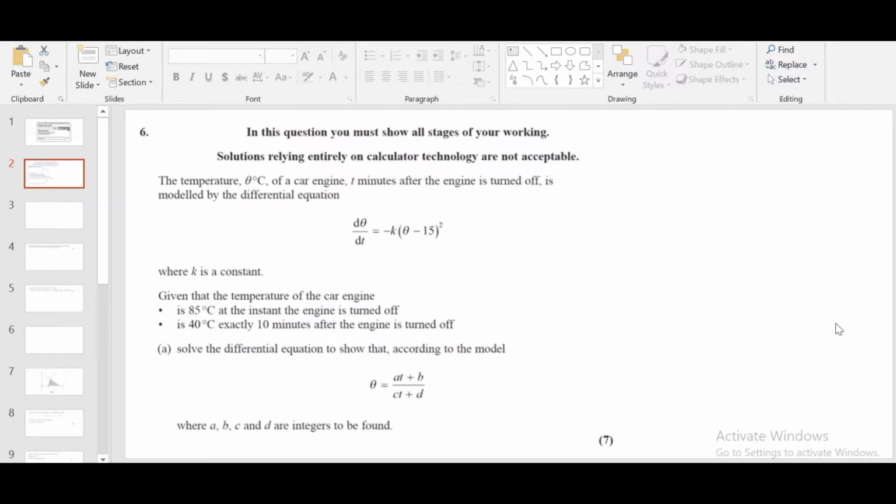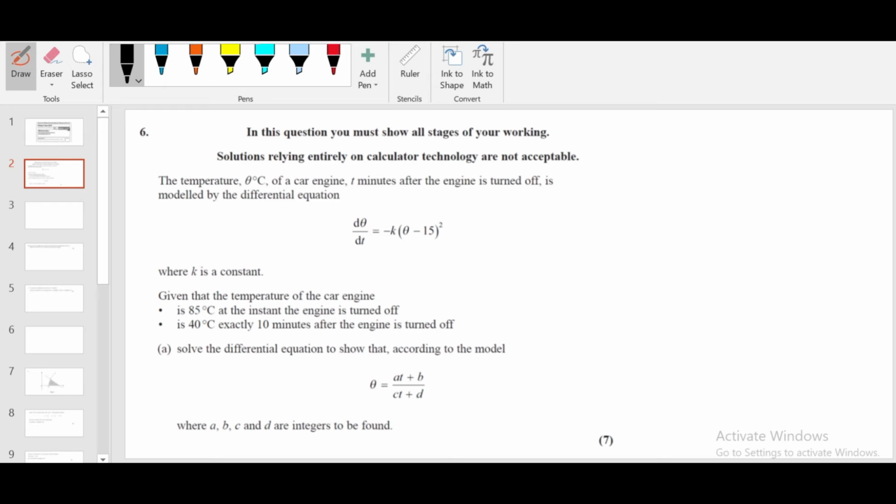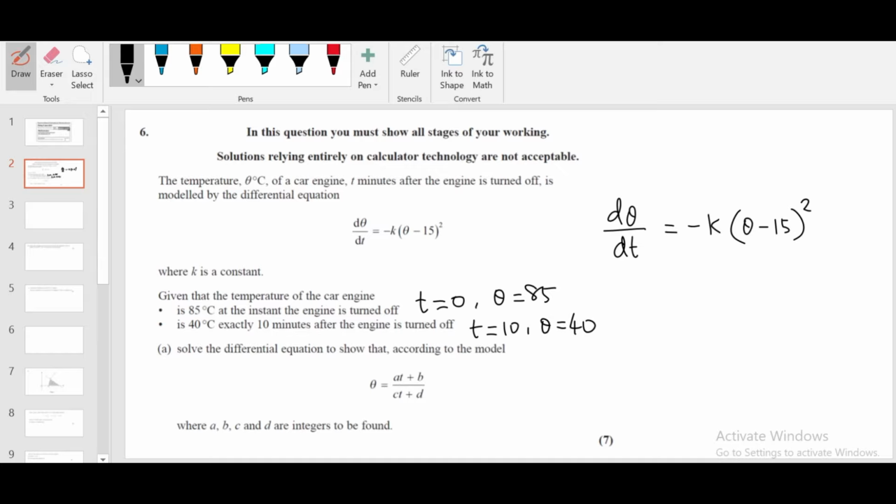The temperature theta degrees Celsius of a car engine, t minutes after the engine is turned off, is modeled by this equation. We have a differential equation: d theta by dt is equal to minus k times (theta minus 15) whole squared, where k is a constant. Given that the temperature of the car engine is 85 when it's turned off, the initial temperature is 85. And after 10 minutes, when t is 10, the temperature is 40. We have two conditions. Solve the differential equation to show that theta is this.